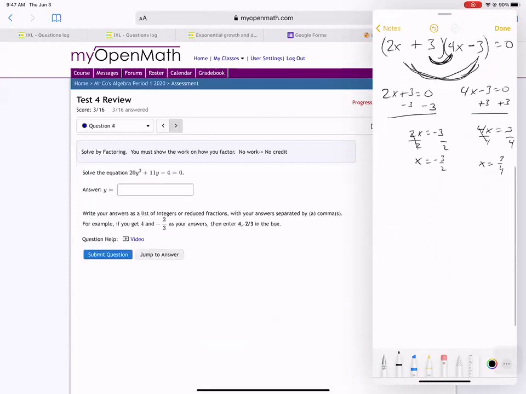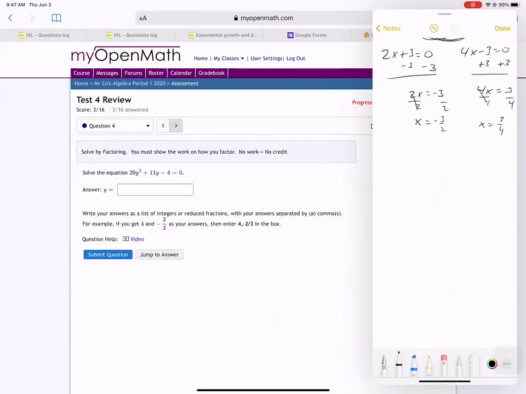Okay, another level 3 problem. I see 20y squared plus 11y minus 4 is equal to 0. We're going to factor this again. So I'm just going to write down all the possibilities in the front: 1 and 20, 2 and 10, 4 times 5. Those are the possibilities for 20. To get to 4 is 1 times 4 and 2 times 2.